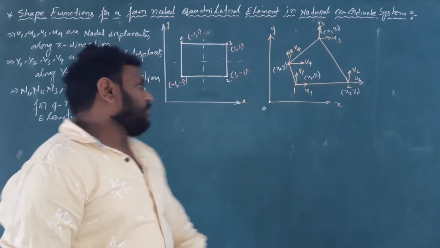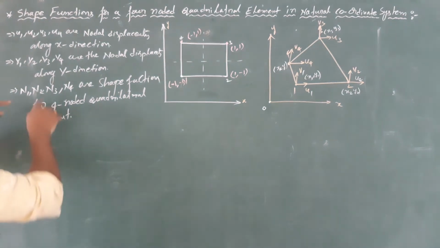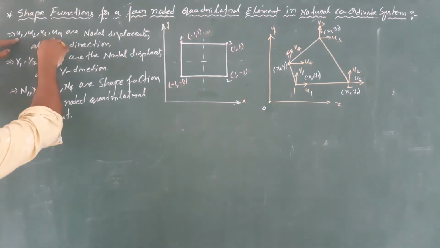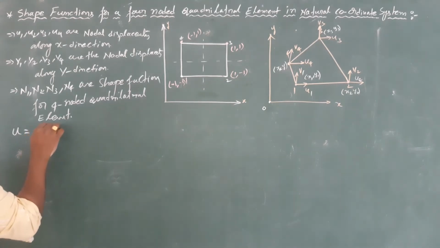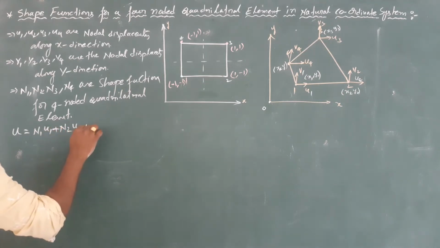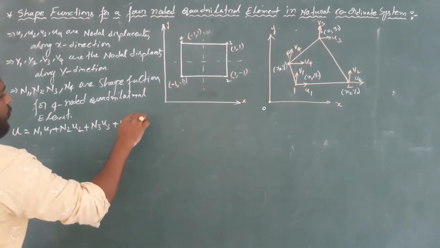Okay, now we know the relation between the shape functions and displacements. The entire interior displacement along the x direction we can write as u = N1 u1 + N2 u2 + N3 u3 + N4 u4.